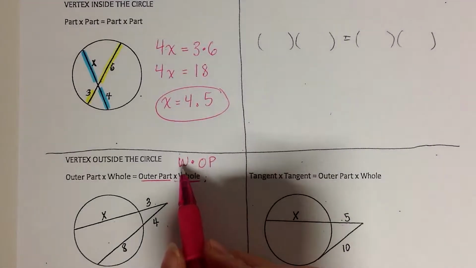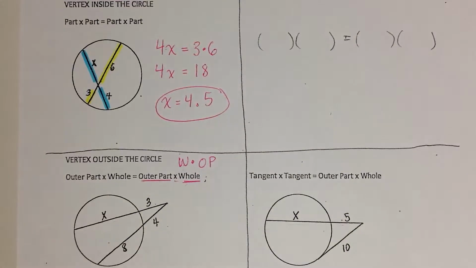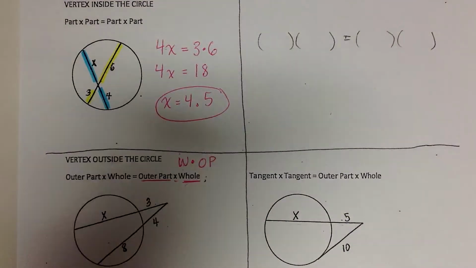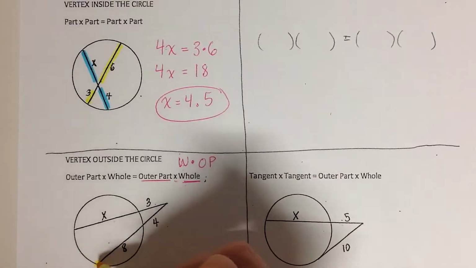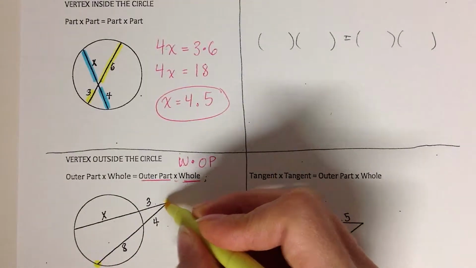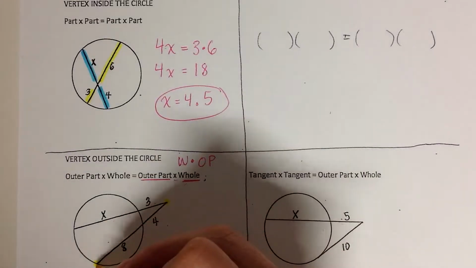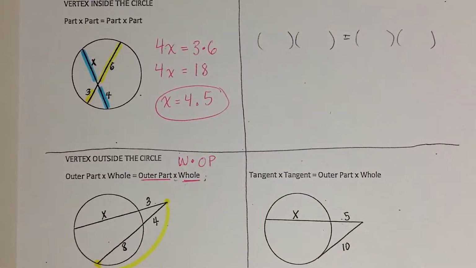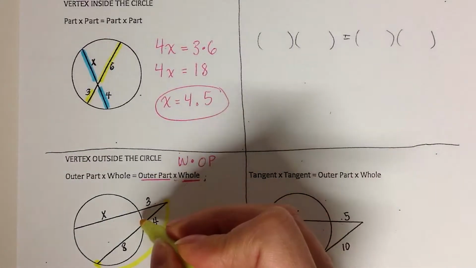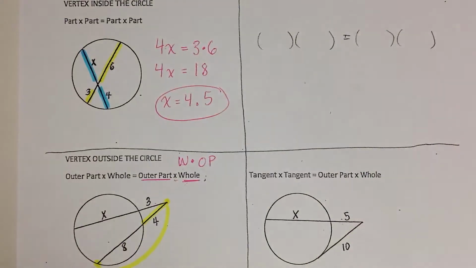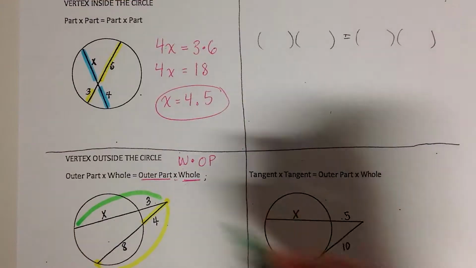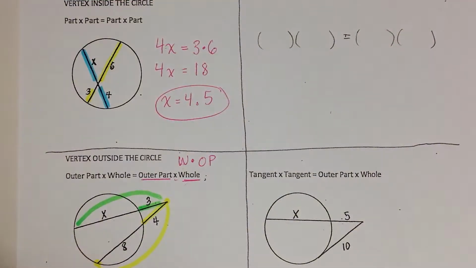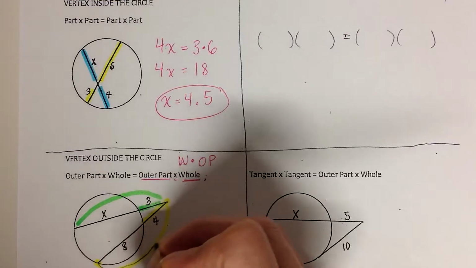So what do I mean by whole and outer part? The whole is going to be the distance from the furthest point of where they touch the circle to where they intersect each other. So this whole times the outer part, which is right here. And then on your other side, you're going to do the same thing: whole times outer part. What is the whole going to be here?